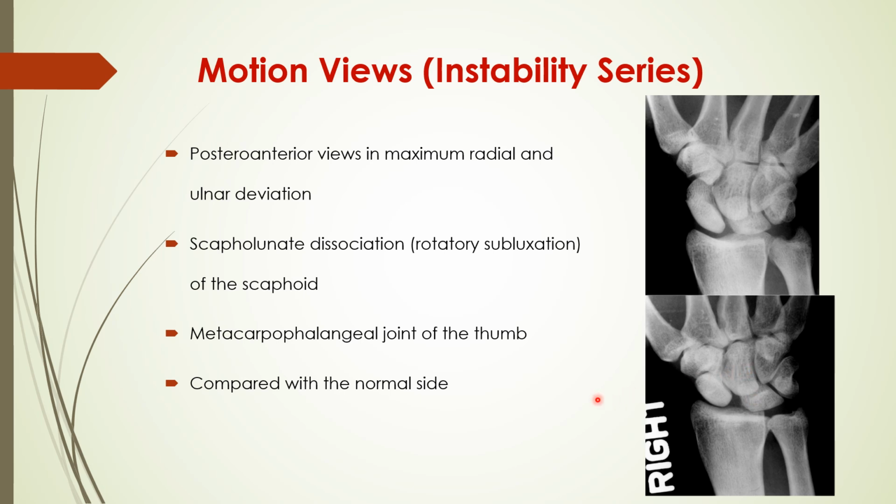Similarly, the metacarpophalangeal joint of the thumb can be analyzed by using the instability series. Of course, it has to be compared with the opposite side because some people will have hypermobile joints to begin with.